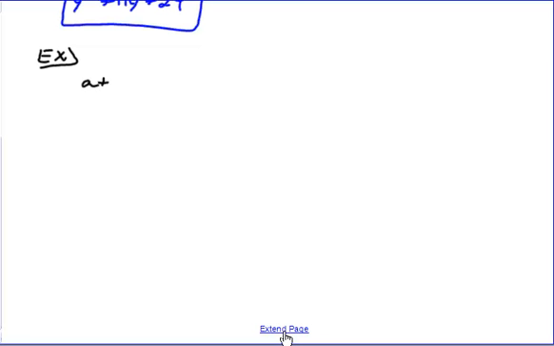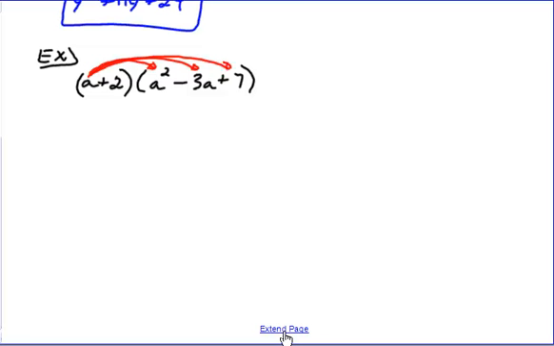We have a plus 2 times a squared minus 3a plus 7. Once again, the idea is just to multiply every single piece to every other piece. So we have a, we'll share it over here to everything. A times a squared gives me a cubed, a times negative 3a gives me negative 3a squared. And then a times that 7 gives me a positive 7a.